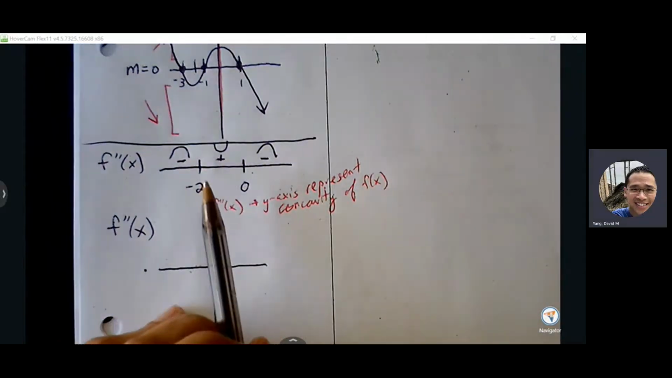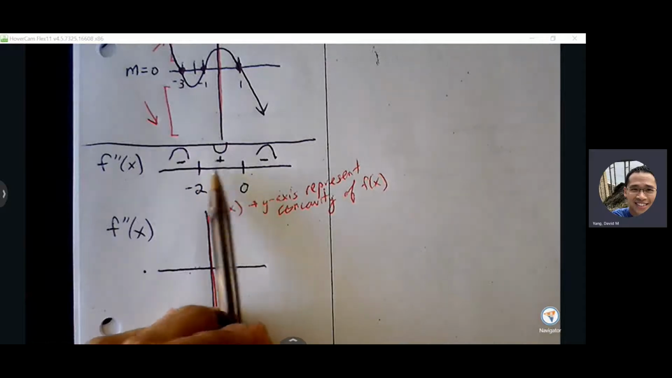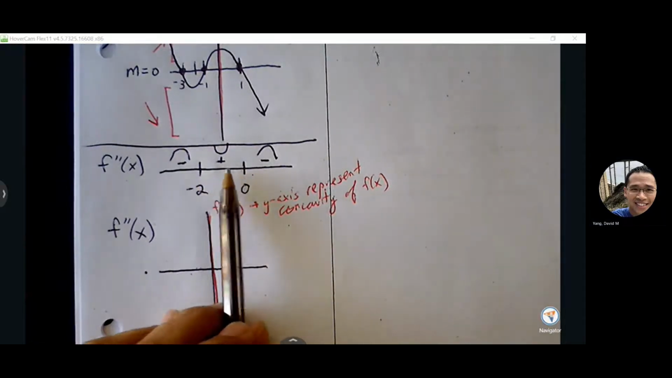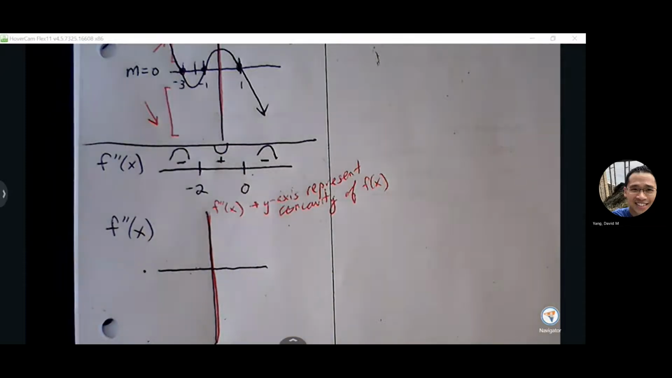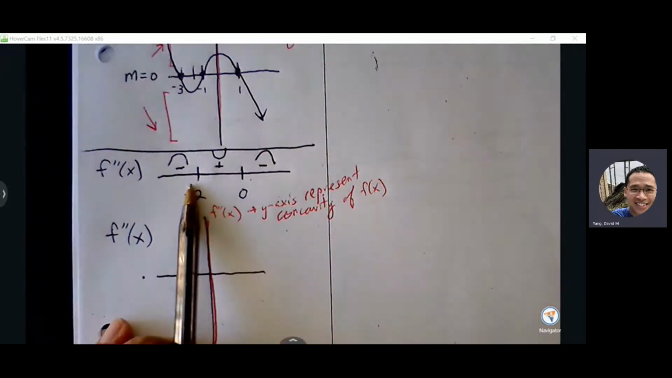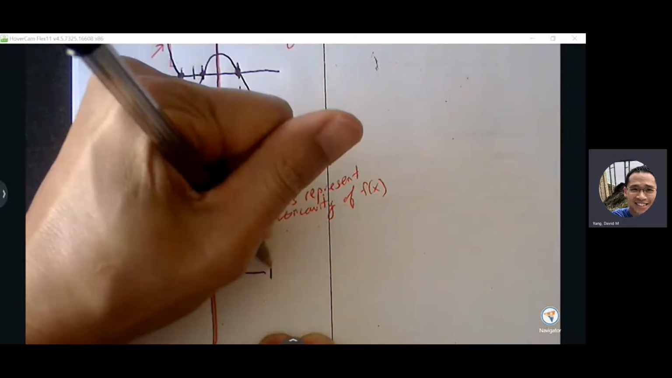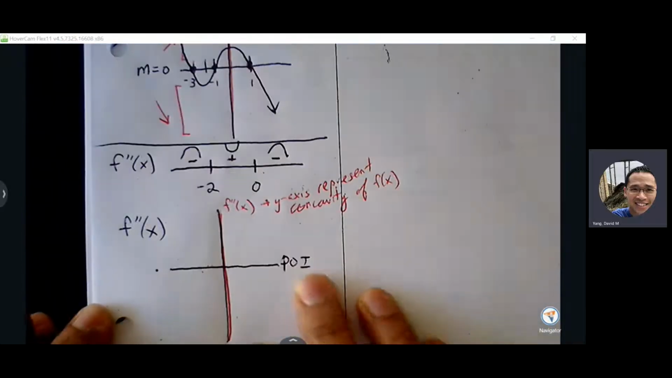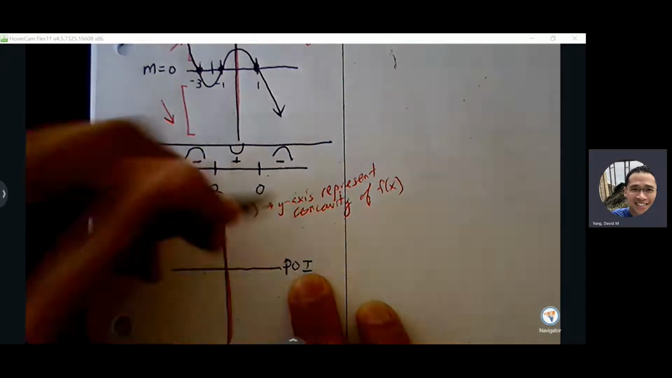So what's our concavity value of the points of inflection? When f double prime is equal to what? Or how do we find points of inflection? Or how do we find critical points if I gave you the second derivative function? You would set the second derivative function equal to what? Equal to 0, right? So points of inflection have a concavity value of 0. Okay, so that's going to go on my x-axis. So points of inflection, -2 and 0.